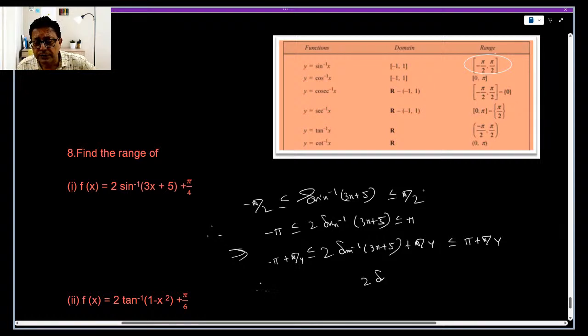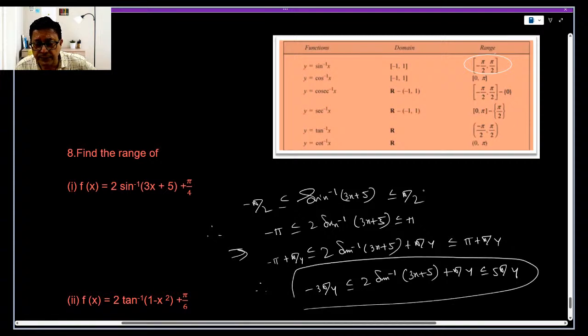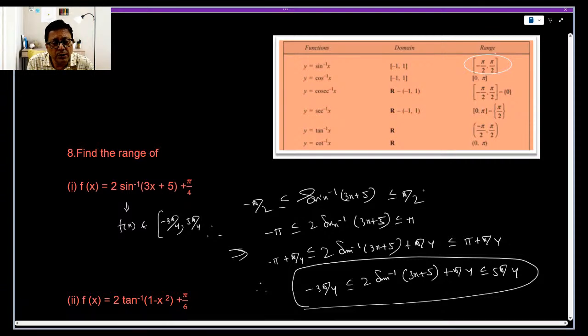Therefore, 2 sin inverse 3x plus 5 is greater than or equal to... clear, understood? So the range of this function, this whole function, will be lying between minus 3 pi by 4 and 5 pi by 4, f(x) will belong to this interval, isn't it?